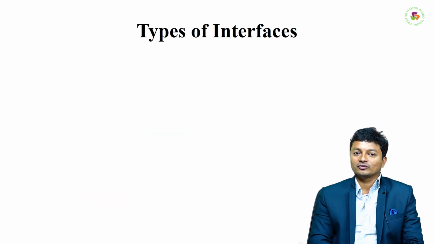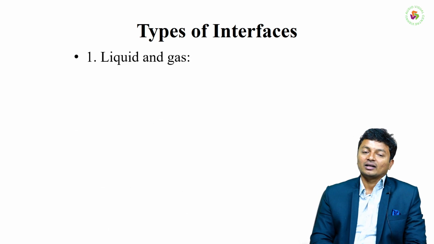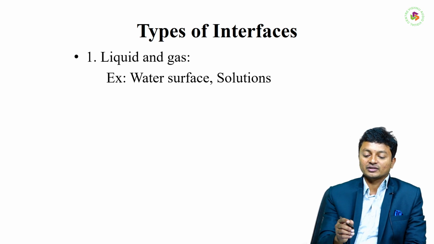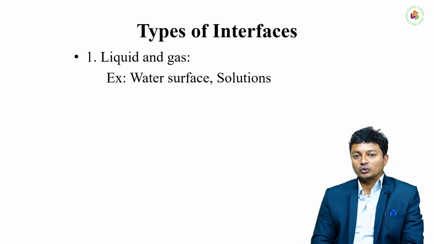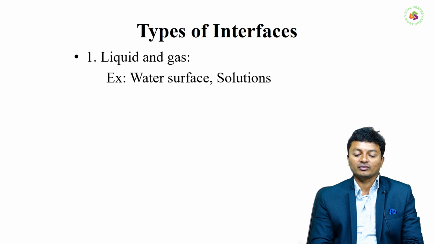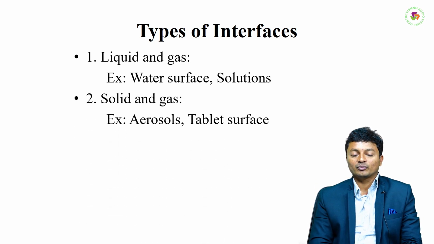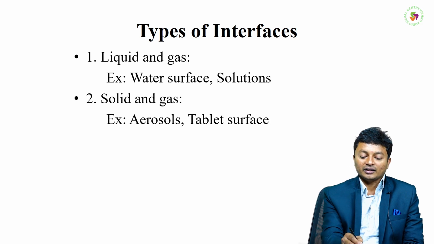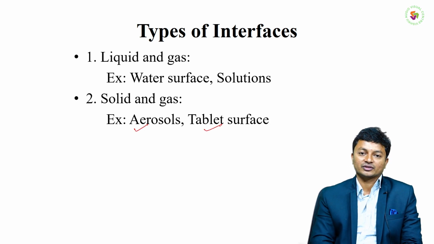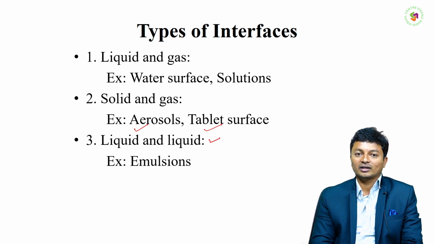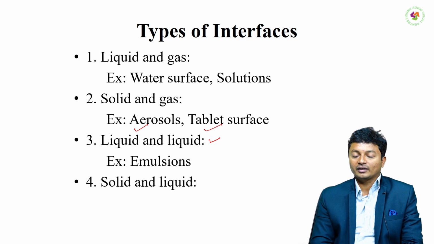There are different types of interfaces. First, the liquid and gas interface, for which examples are the water surface or solutions. Solid and gas interfaces, for which examples are aerosols and tablet surface. Liquid and liquid interfaces, for which an example is emulsion. Solid and liquid interface, for which an example is suspension.